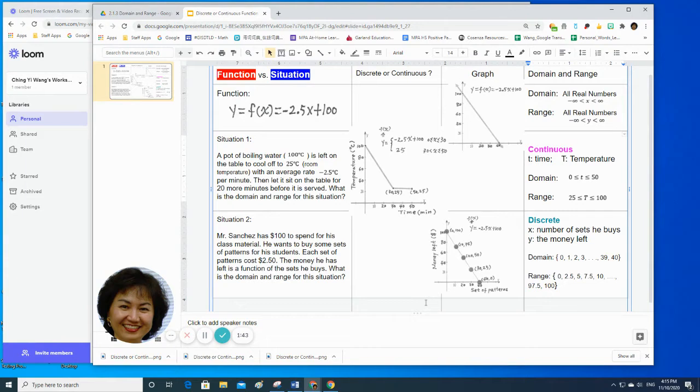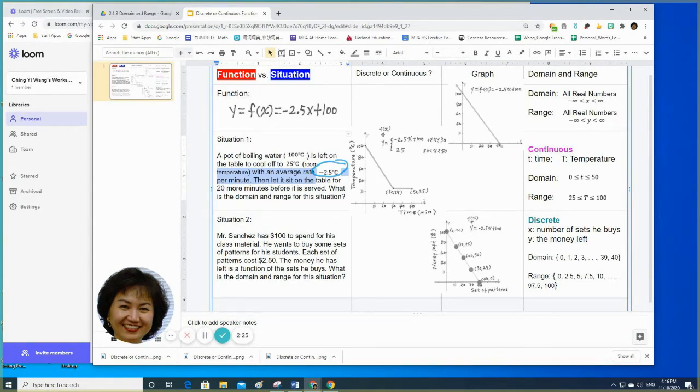But here we are going to see 2 real situations. Both use the same mass model as this function. Situation 1. There is a pot of boiling water at 100 degrees Celsius. It is left on the table to cool off to 25 degrees. That is the room temperature. With an average rate of negative 2.5 degrees per minute.